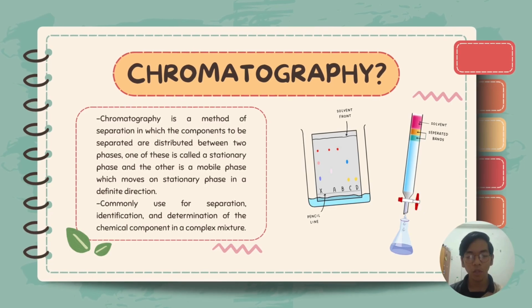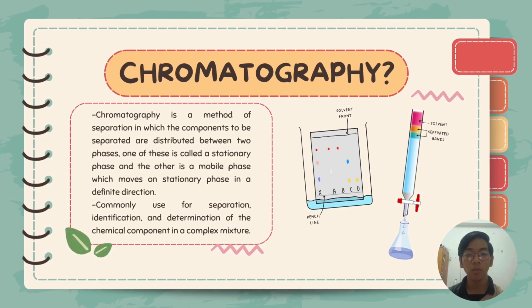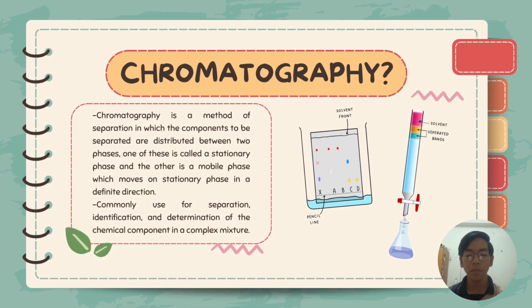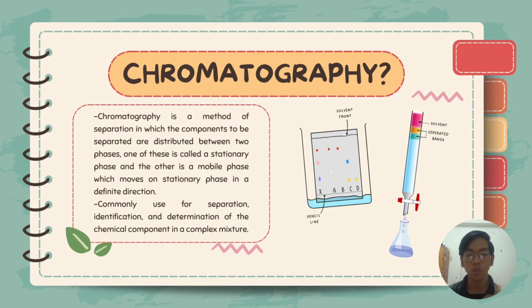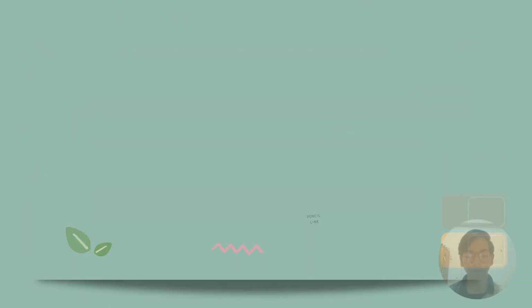Let's start with chromatography. Chromatography is a method of separation in which the components to be separated are distributed between two phases. One of these phases is called the stationary phase, and the other one is the mobile phase, which is moved on the stationary phase in a definite direction. It is commonly used for separation, identification, and determination of the chemical components in a complex mixture.